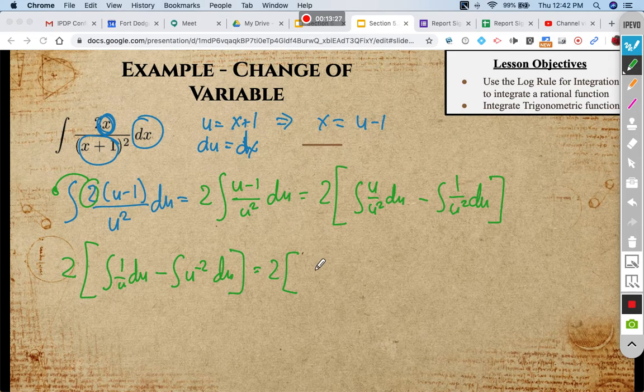Here we have the natural log of the absolute value of u. Here we have u to the negative 2, so we're going to u to the negative 2 plus 1, which is negative 1, over negative 1. And then I'll just add my c on the end. So we get 2 times, let's go, 2 natural log of u. Well, u was x plus 1.